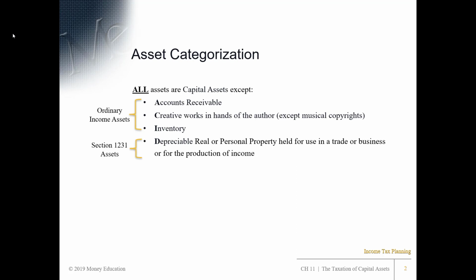Then Section 1231 assets are depreciable real or personal property held for use in a trade or business or production of income.